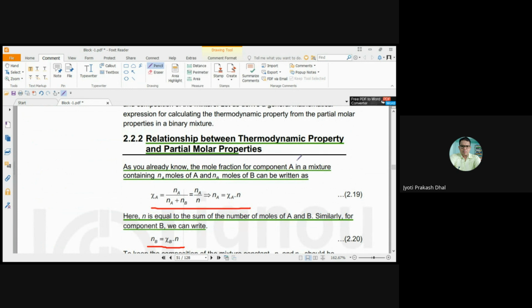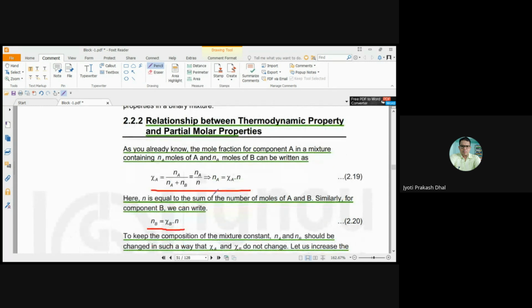Now coming to the relationship between thermodynamic properties and partial molar properties. Here we will discuss the relationship between thermodynamic properties and partial molar properties. We know that the mole fraction of a component A in a mixture can be written as XA equals number of moles of A divided by number of moles of A plus number of moles of B, that is Na divided by Na plus Nb, which is equal to Na divided by N.